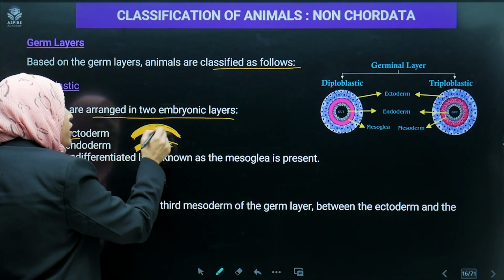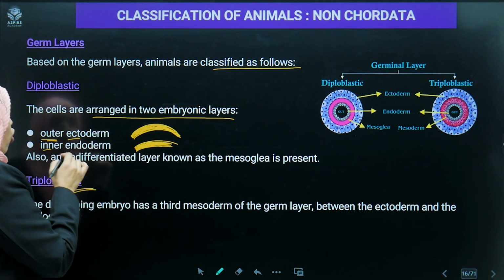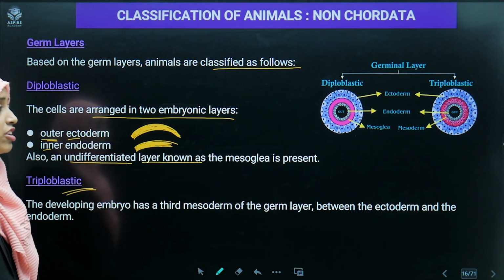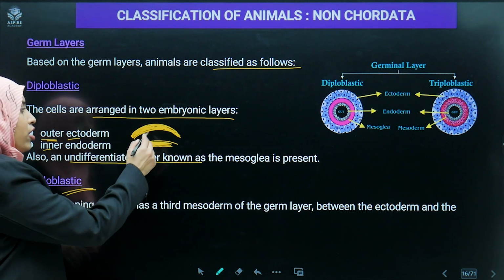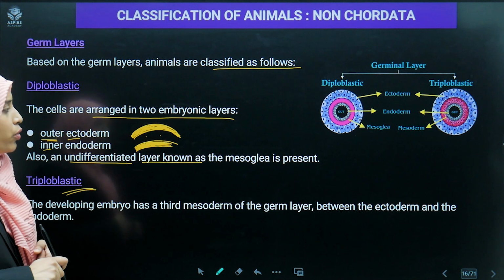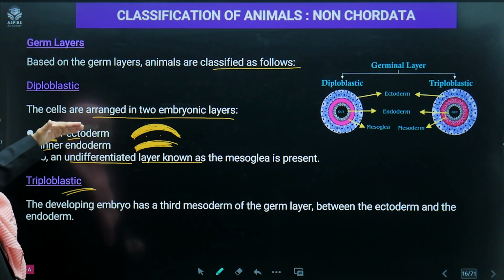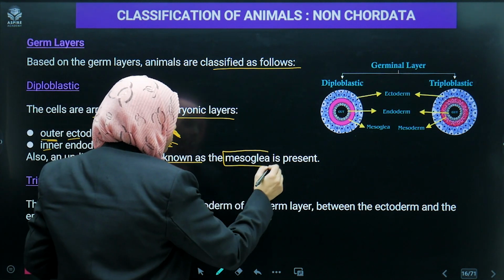The two germ layers, and between these there is also an undifferentiated layer that is known as mesoglea. So mesoglea is also present as a layer in the middle, but it is undifferentiated, meaning you cannot easily differentiate it. So in diploblastic, outer ecto, inner endo, and mesoglea is also present.